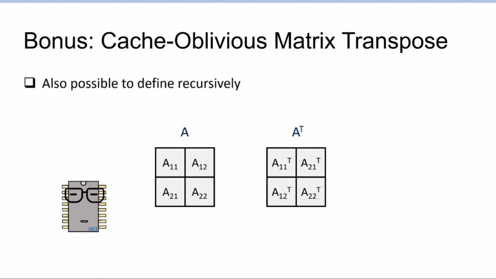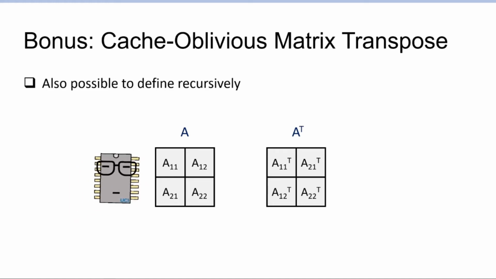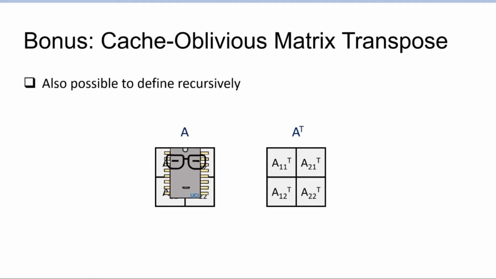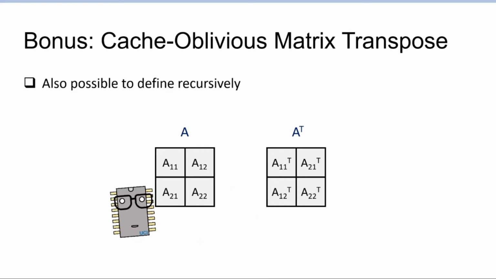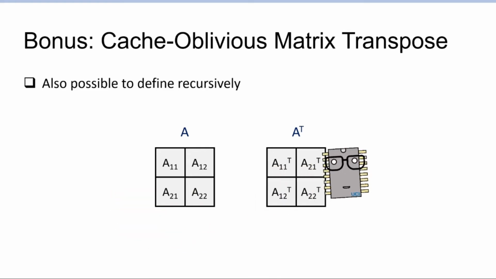But this is also possible to define recursively, where A transpose can be expressed in terms of moving these relatively small chunks around, where A12 moves here because we're transposing it, and A21, bottom left, moves to the top right, and then we transpose them recursively. And this is also a cache oblivious, cache optimized method of doing things, just as an aside.